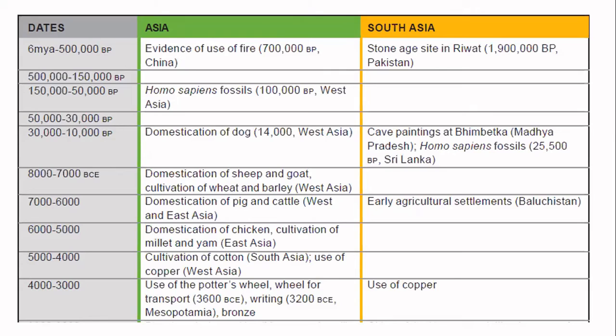6,000 to 5,000 years ago. And 5,000 to 4,000 years ago, we see cultivation of cotton and use of copper in West Asia. We do not know what has happened in South Asia at that time.